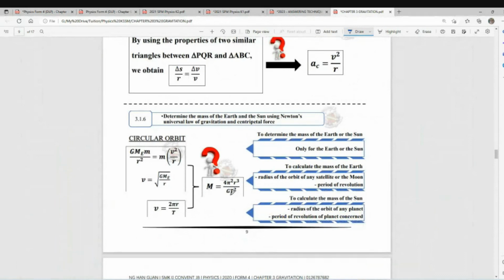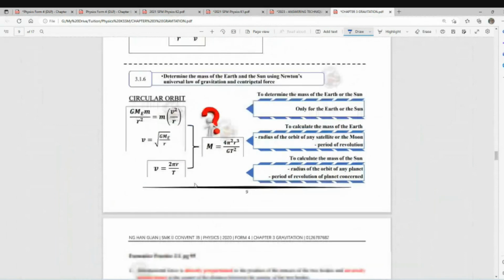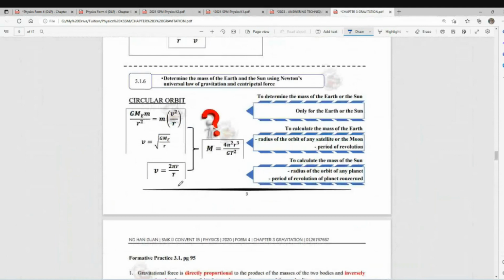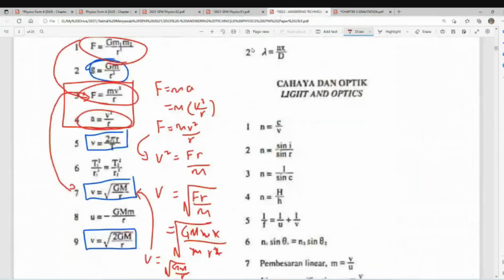Because we have to refer to the concept of the circular orbit. Another very important thing when we're talking about the linear speed here is 2 pi r over t. This is also the linear speed.